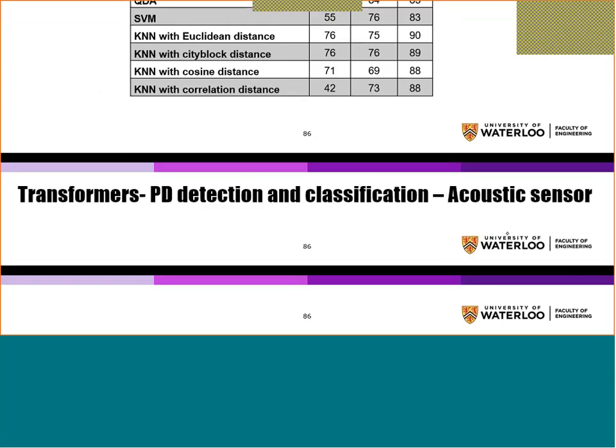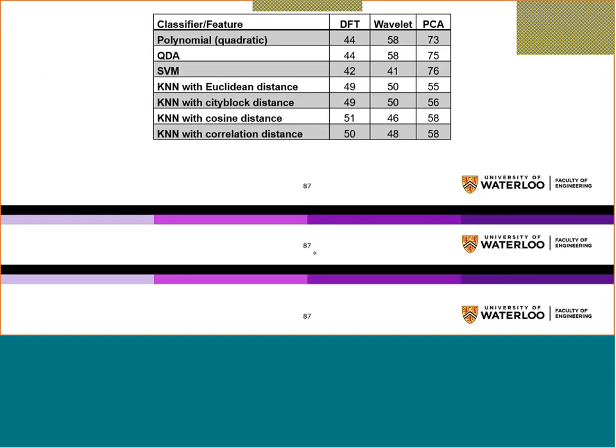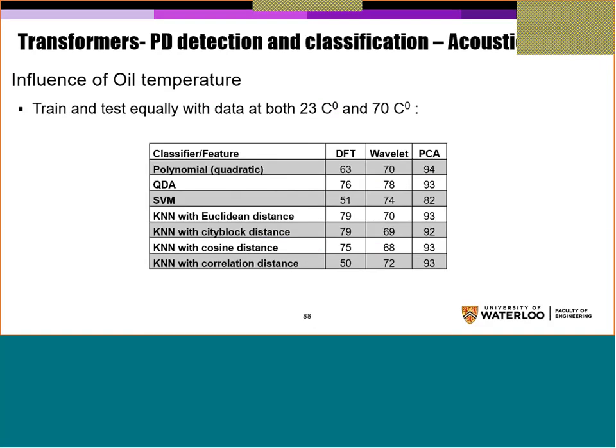We tried to see the impact of temperature. So we trained at room temperature and tested on PD collected at a higher temperature. And again, as you can see here, the classifier did very poorly. Then we trained and classified on a combination of the two, and then it improves.